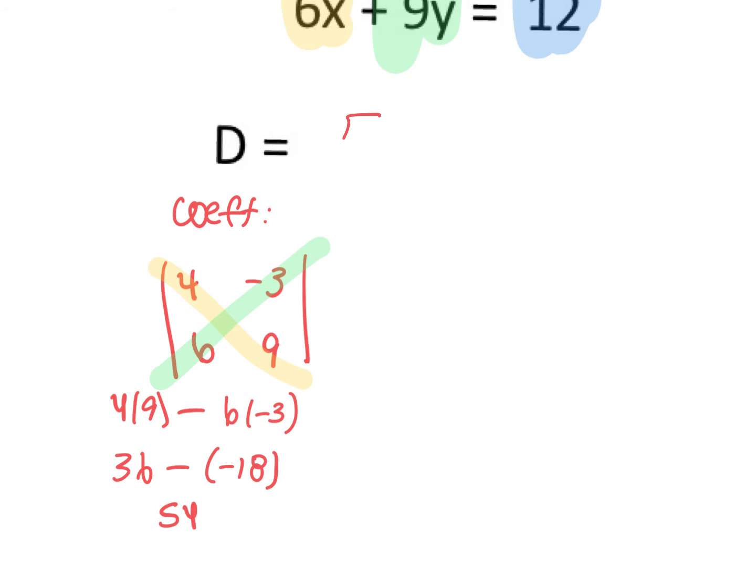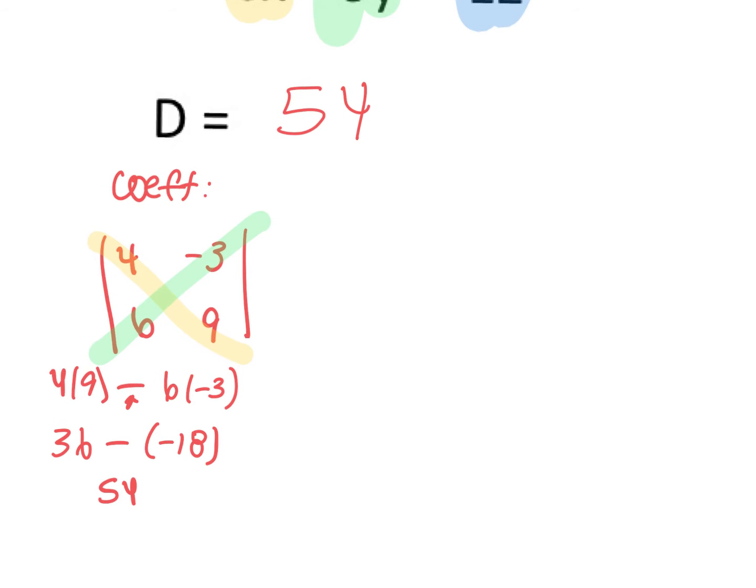Somebody asked me yesterday when I was going over these, why does it matter if I do the yellow diagonal first versus the green diagonal? Here's the reason why. Because there is a minus sign right here. If I did it backwards, if I said -3 times 6 minus 4 times 9, I still get -18 here, correct? And I still get 36 over here. But this minus sign in the middle then makes this -54.